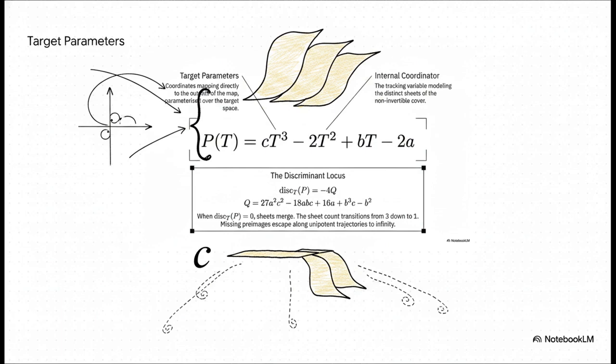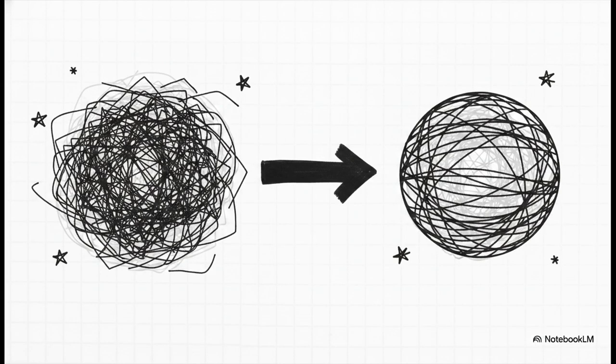Now here's the crazy part. When this discriminant locus hits 0, those sheets merge together. The coefficient c completely drops out, the polynomial degrades, and all those missing preimages just escape along unipotent trajectories straight out to infinity.